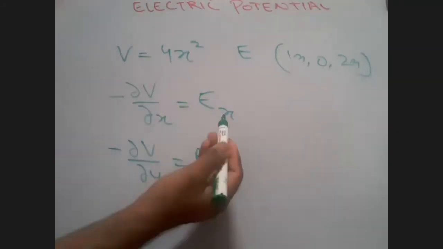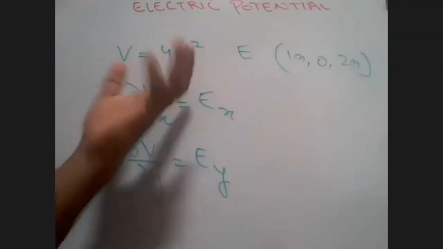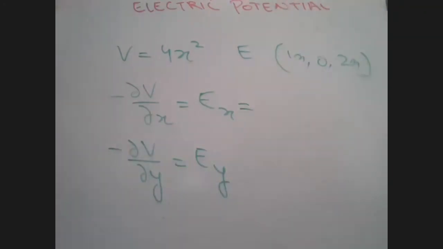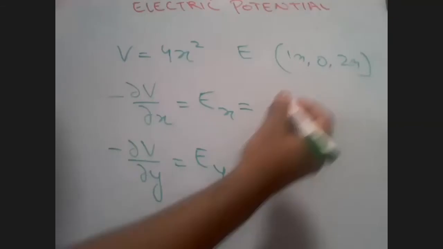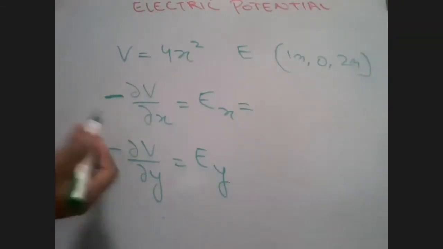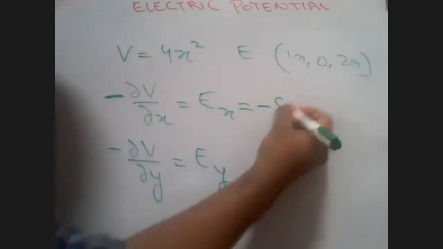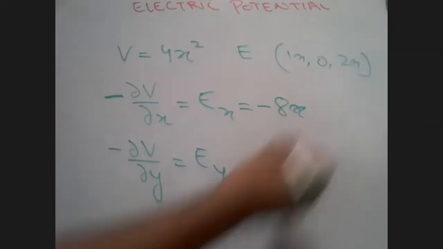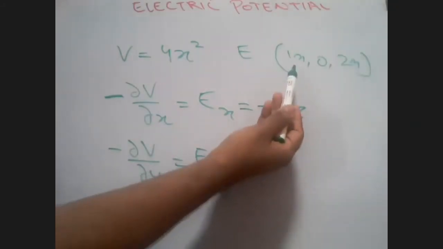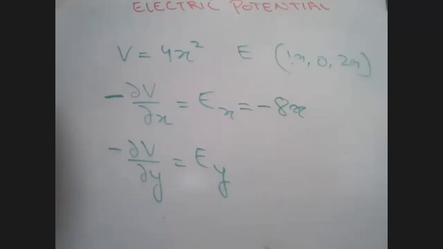V is equal to 4x square. So tell me immediately, what is the derivative of 4x square with respect to x? 8x, right? But who will tell me the sign? Minus 8x. Yeah, that is important. And minus 8x at what? At x is equal to what? 1. Why 1? Because I'm trying to find out the electric field intensity at the point of 1 meter on the x-axis. So I will write here at 1. How much is that going to be?